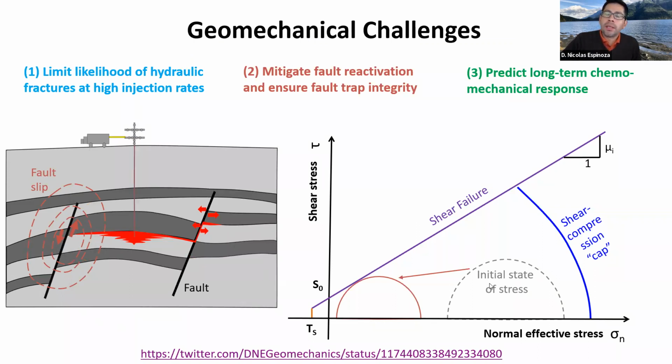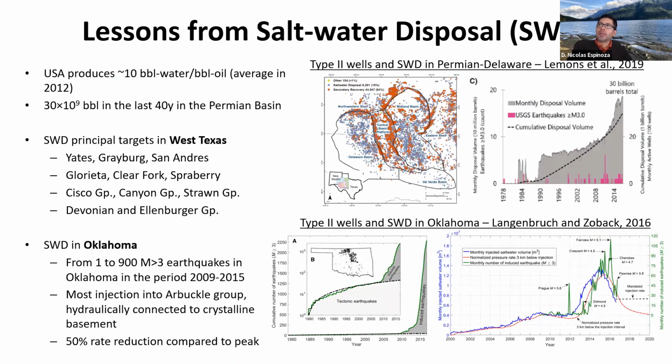And that's going to happen in cases in which, by changing the pore pressure, we move the state of stress towards the shear failure line. So we're going to increase the pressure in these reservoirs, but we don't want to increase it so much that some of these faults might reach the shear failure limit. And we have also learned a lot about this recently from saltwater disposal. And we know that some of these faults do reactivate if we are not careful enough.